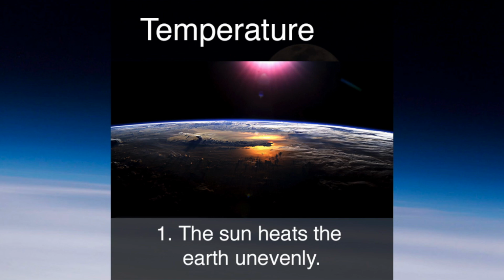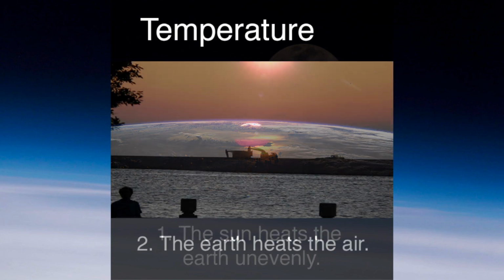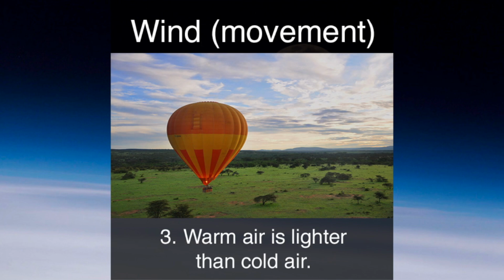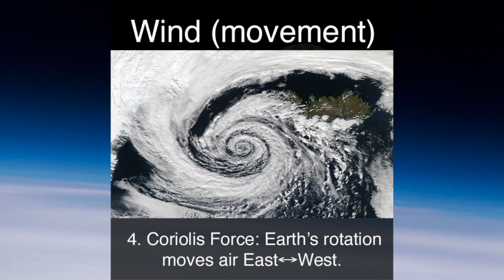Rule 2, that the sun heats the Earth and the Earth heats the air. That is, the sun does not heat the atmosphere directly, but first heats the Earth, and the Earth is the source of energy that heats the air. Thirdly, in looking at the movement or wind, we will note that the weight of air is different. Warm air is lighter than cold air.